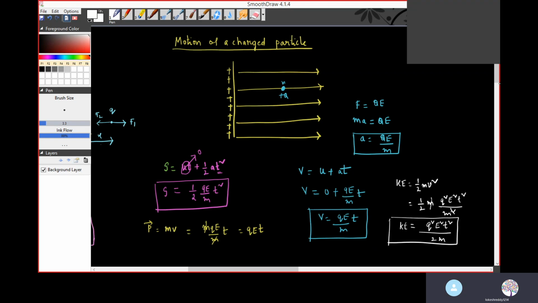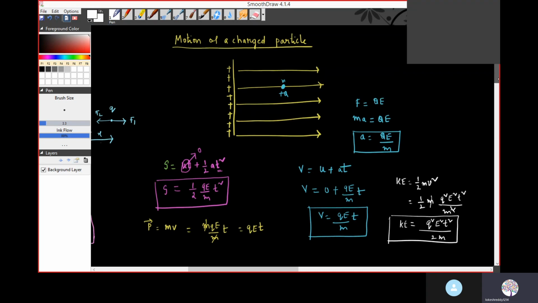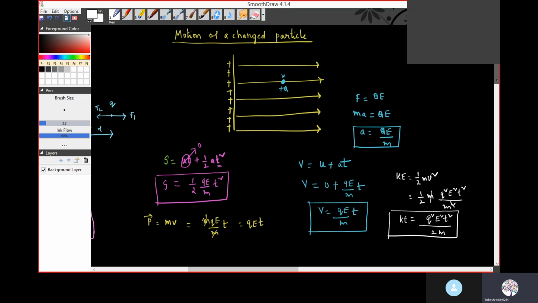Okay, right. Now, so this is motion of the particle.